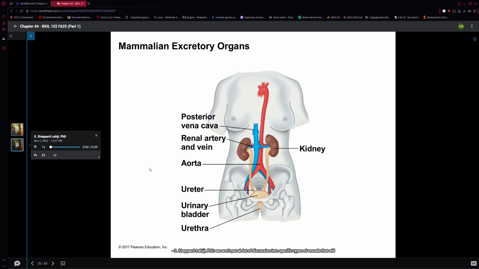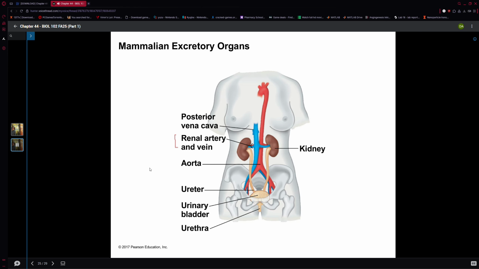We won't put a lot of discussion into specific types of vessels associated with the excretory system in mammals, but just because they're here in your illustration, major vessels like the aorta and the posterior vena cava are shown here. Then also the renal artery and renal vein would be examples of vessels that are going to head towards the kidney and then away from the kidney, respectively.